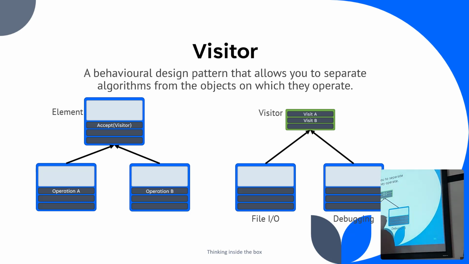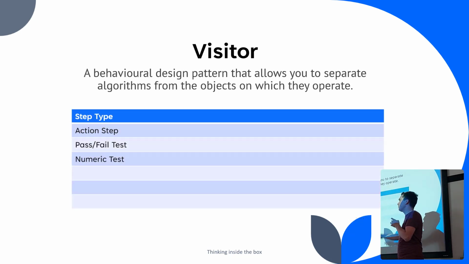Now, as time goes on, you might want each individual step in your sequencer to have different abilities. In 5 years' time, you might want to add the ability for a step to record to file. In another 5 years' time, you might want a step to be able to have its own user interface, or have its own debug mode, or you might just want to add more and more of this functionality. And so we have different step types: action, pass, fail, and numeric test.